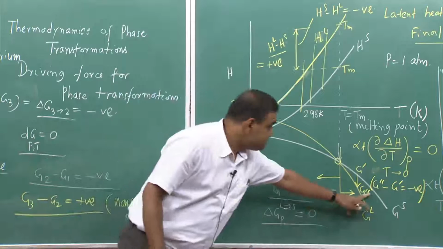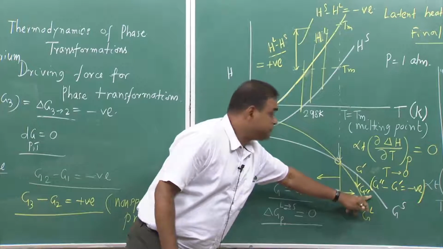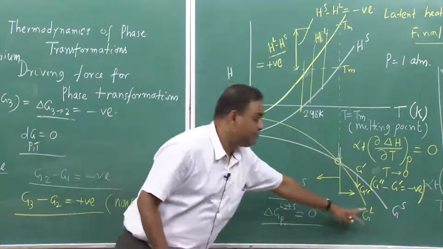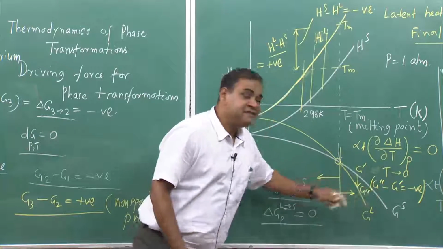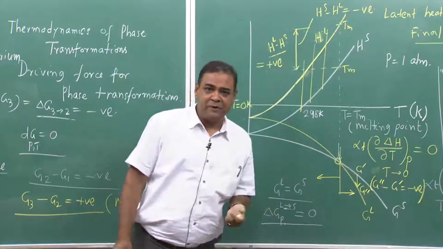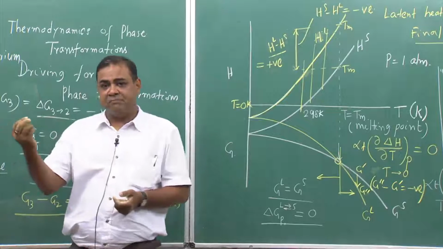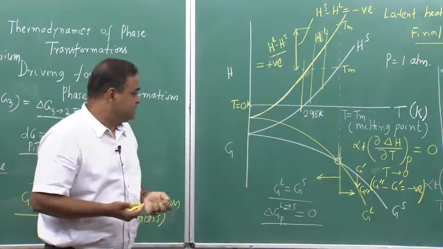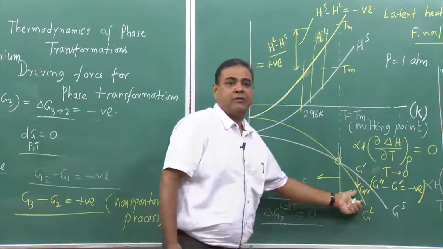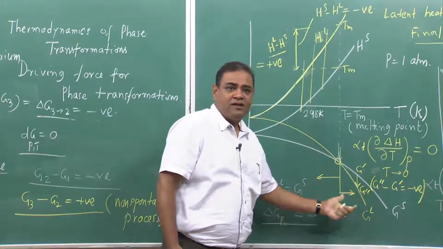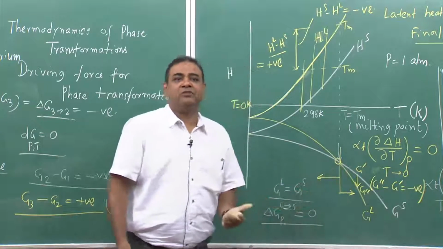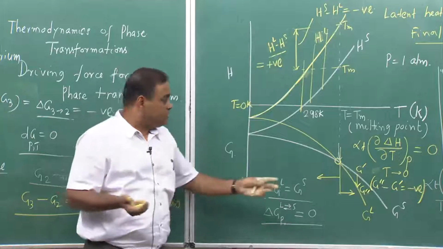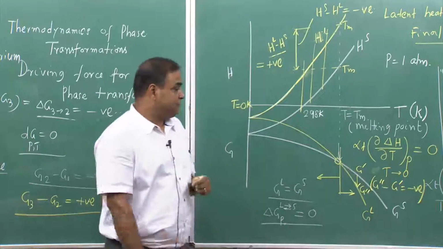And now this G double prime is the free energy of what? It is a liquid. So at temperature greater than Tm, the melting point, I would always get liquid, because the solid to liquid transformation would become a spontaneous process, because the free energy change is negative.